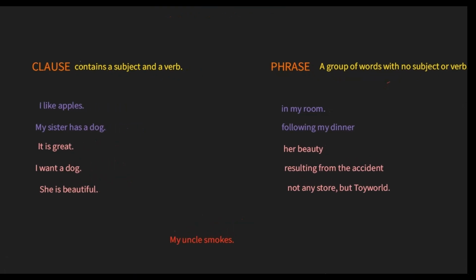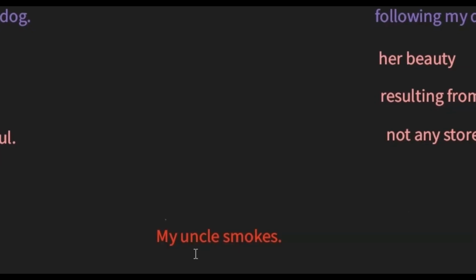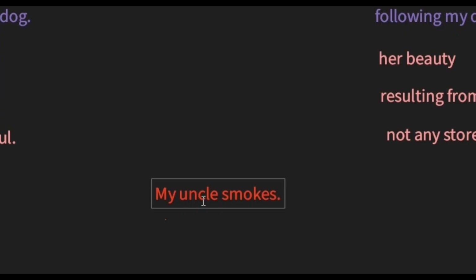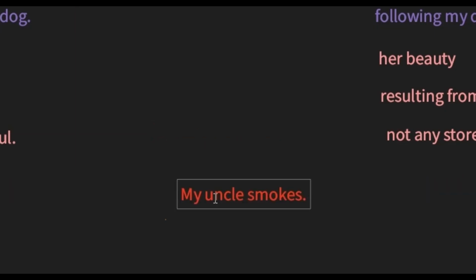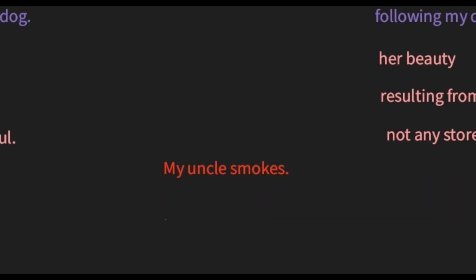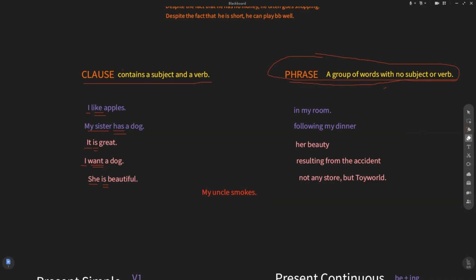Let's go further into that up on the blackboard. So as we know, a clause contains a subject and a verb. A phrase is a group of words with no subject or verb. Now, my uncle smokes. Here we go. Does it belong in the clause column or the phrase column? Can you identify a subject and a verb? Well, my uncle is a potential subject. Is smokes a verb? Yes, it is. Therefore, my uncle smokes qualifies as a clause.